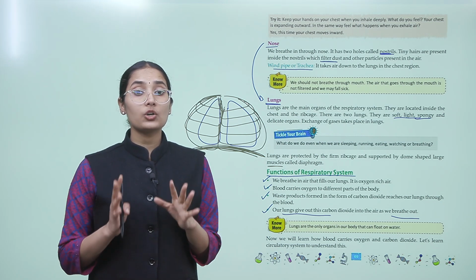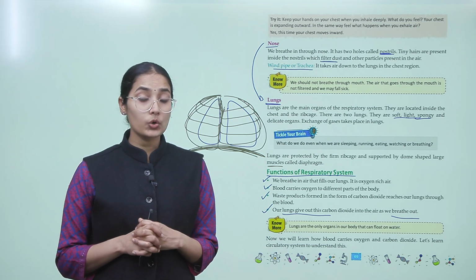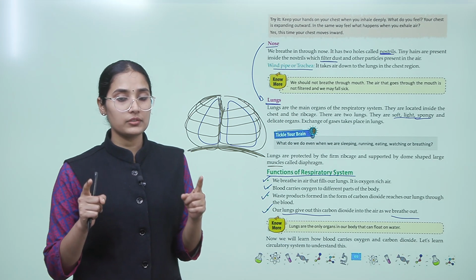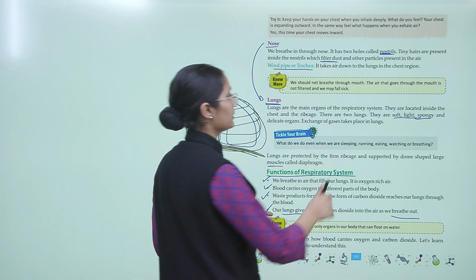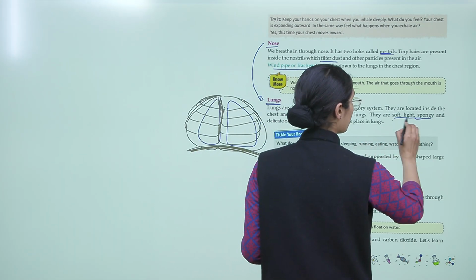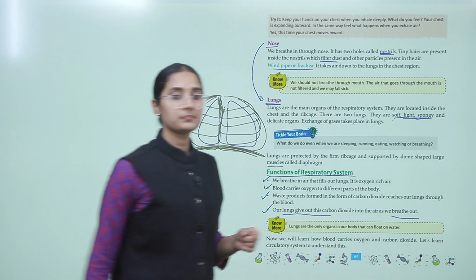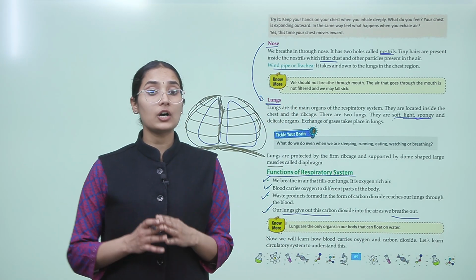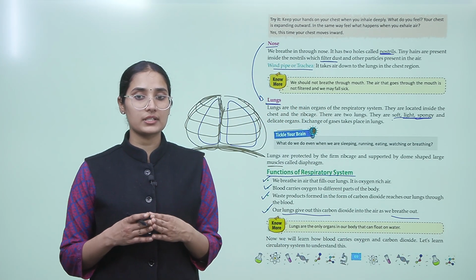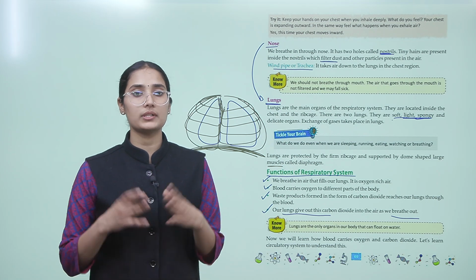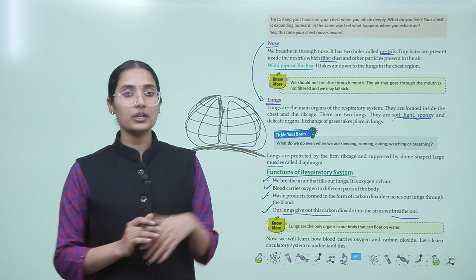Do you know the lungs are the only organs in our body that can float on water? And do you know why? Because they are soft, light and spongy, right? Now we will learn how blood carries oxygen and carbon dioxide. Let's learn the circulatory system to understand this. So let's go to the next page.